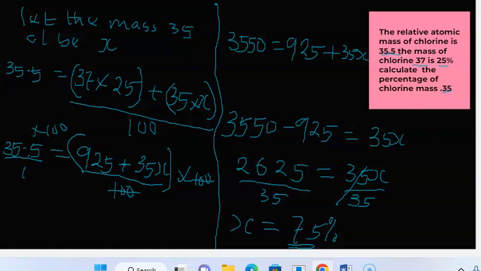Here you have a linear equation. To solve the linear equation, you collect the like terms, which means 925 you transfer to the other side, then you subtract. When you subtract 3,550 minus 925, you get 2,625 is equal to 35x. Then you divide both sides by 35, then the value of x is 75%. I hope you have understood it, and I wish you a good life.